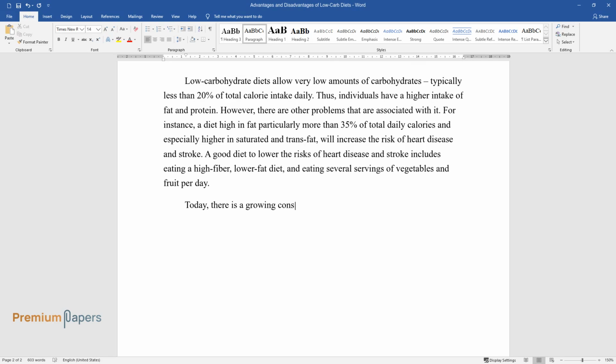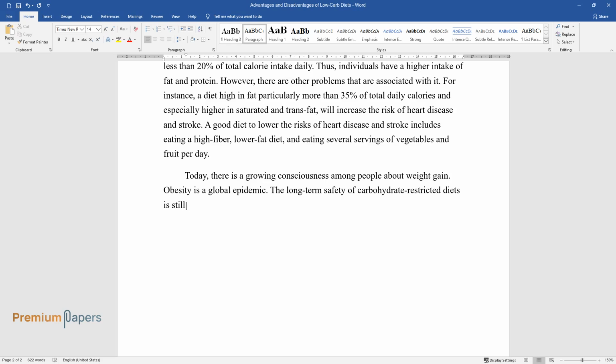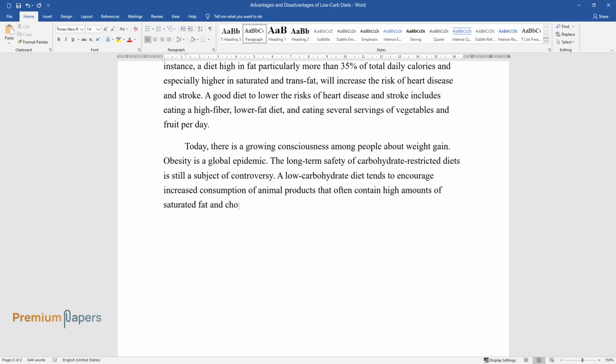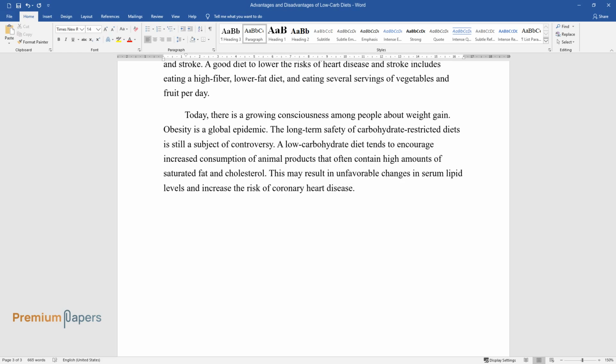Today, there is a growing consciousness among people about weight gain. Obesity is a global epidemic. The long-term safety of carbohydrate-restricted diets is still a subject of controversy. A low-carbohydrate diet tends to encourage increased consumption of animal products that often contain high amounts of saturated fat and cholesterol. This may result in unfavorable changes in serum lipid levels and increase the risk of coronary heart disease.